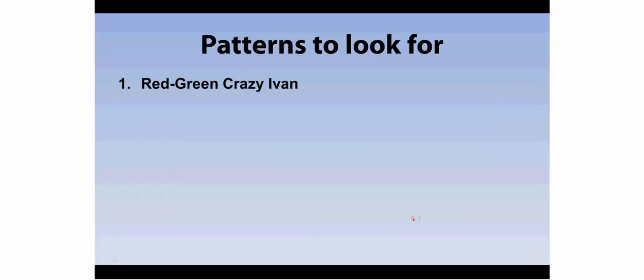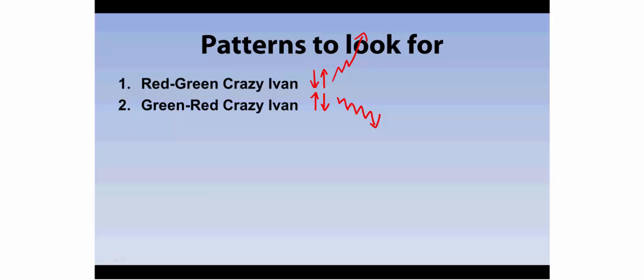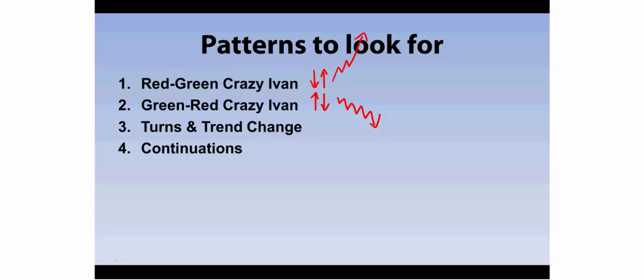Here are some of the patterns that we look for. When we have bearish volume followed by bullish volume, it's called a crazy Ivan. If red goes first, you're going to have a down move and then an up move. In most cases, it will continue to the upside, and it's usually substantial. The next one is a crazy Ivan in the opposite direction, where you have an up move followed by a down move. In this situation, the thing you're trading usually goes substantially lower. These are really good for turns and trend changes, and they're also good for continuations, so we always wait for that third confirmation.